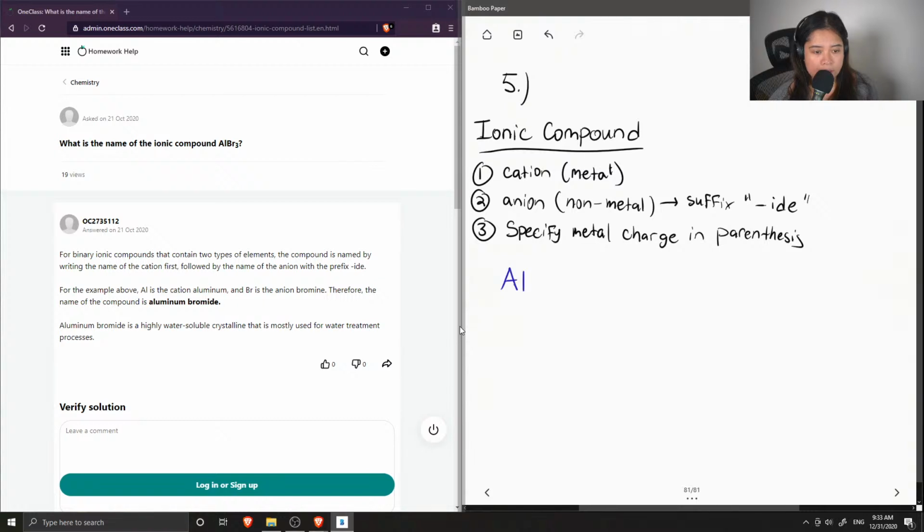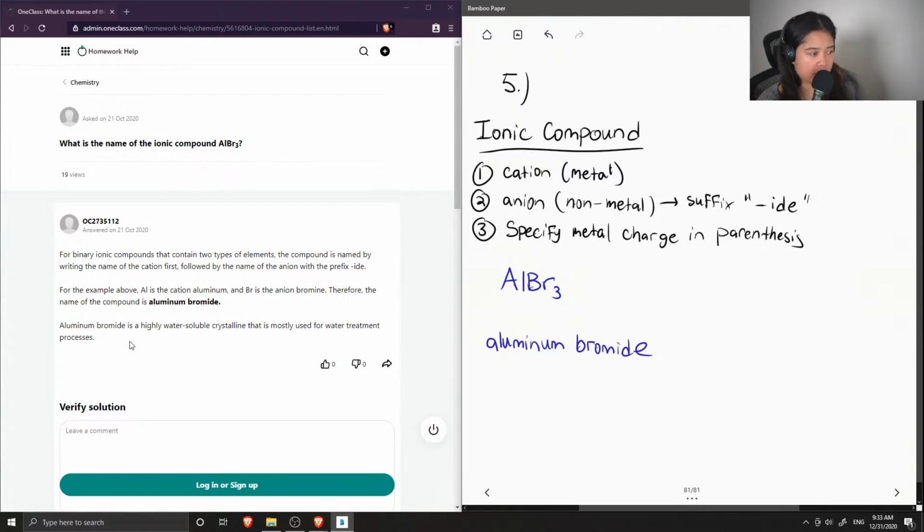But let's try to name the compound in the question. Al is the metal aluminum, so we name that first. And then we name the non-metal, which is bromine, but we're going to change the suffix to "ide." So the name of this compound is aluminum bromide.